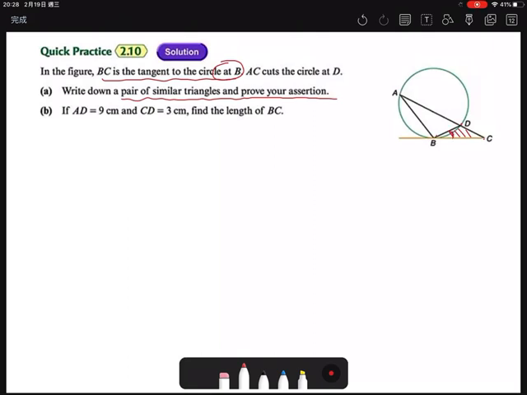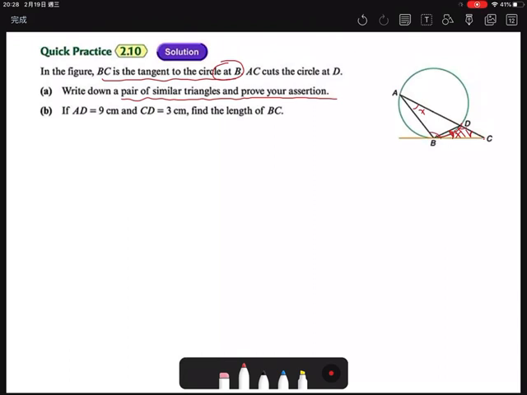So we have a tangent-chord angle, and inside the tangent-chord angle is arc BD. So arc BD corresponds to angle BAD, so these two angles are equal. And then we have a common angle: the largest triangle and the smallest triangle have the common angle. So two angles are equal, and of course the last angle will be equal too. So this angle equals this one.